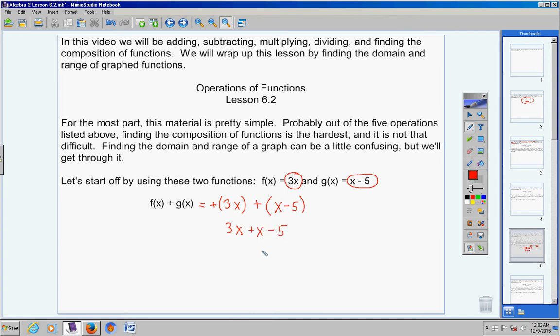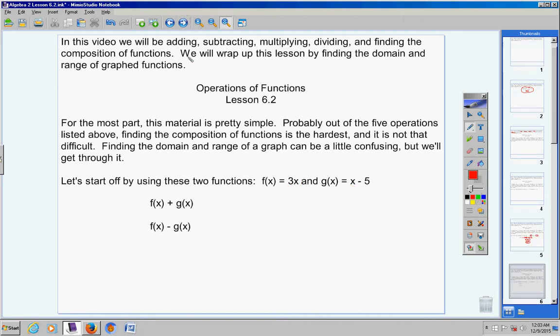And now we're ready to combine like terms. 3x plus 1x is 4x. Bring down your negative 5. And there's your answer. Look that over. Let that sink in. Watch it again if you need to. Adding two functions is not that difficult, okay? Let's take a look now at subtracting two functions.